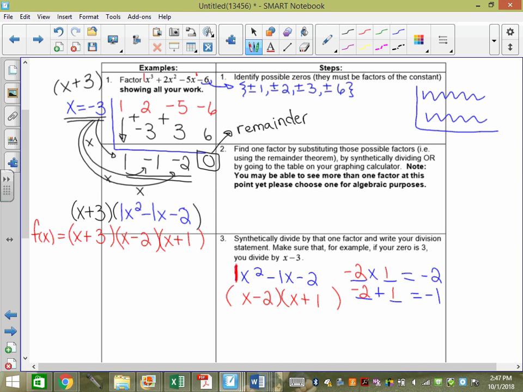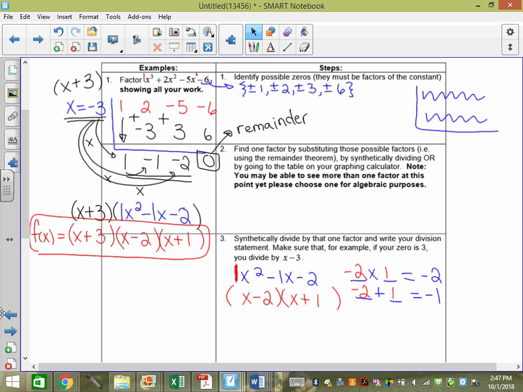So this would be the complete factored form of it. So how many x-intercepts does this graph have? 3. X equals negative 3, x equals positive 2, and x equals negative 1. But I didn't ask for x-intercepts, I asked you to factor, right? How could we check these now?